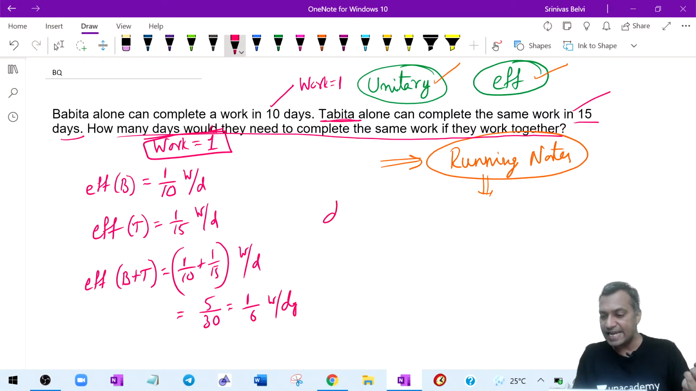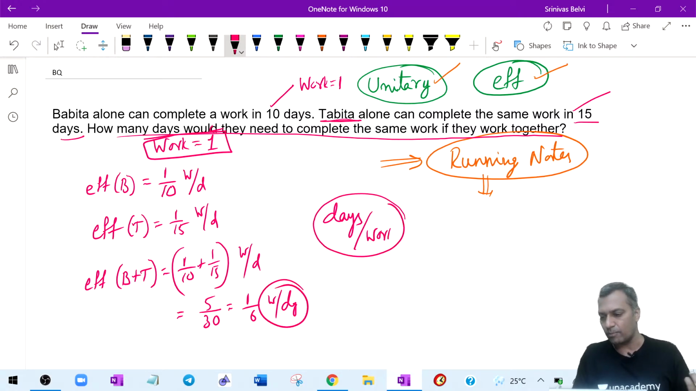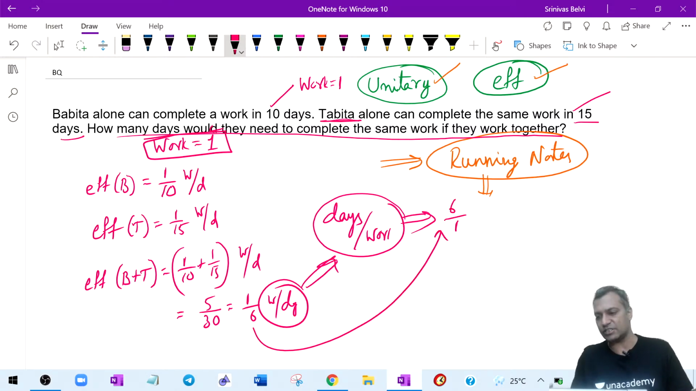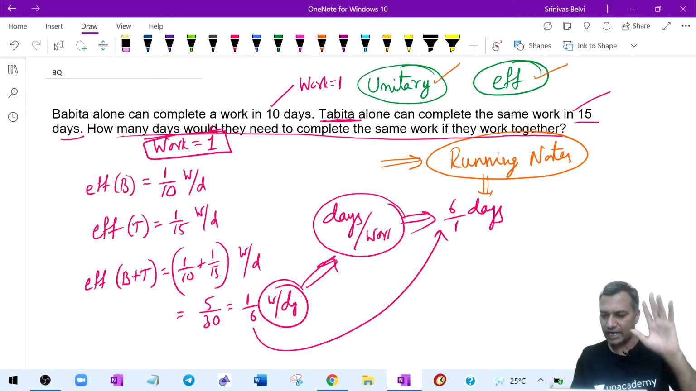Therefore, how many days to complete this particular work? How many days for this entire work? Look at the unit. This is works per day. Therefore, number of days per work, units are interchanged. Therefore, interchange the number as well. 6 by 1. That's what you will say, which is nothing but 6 days. Very simple question. I'm sure all of you got this. It's pretty simple one.